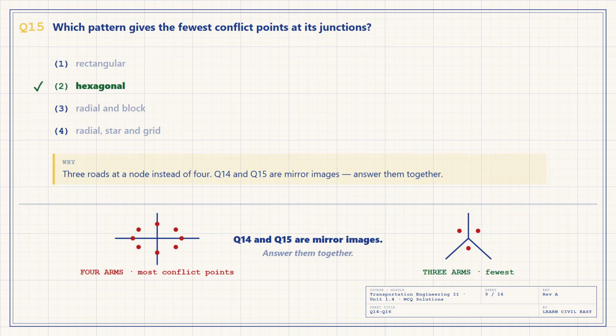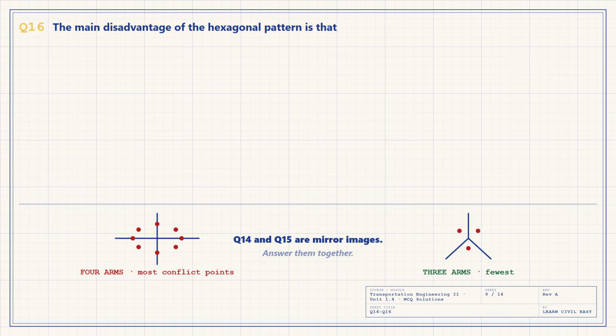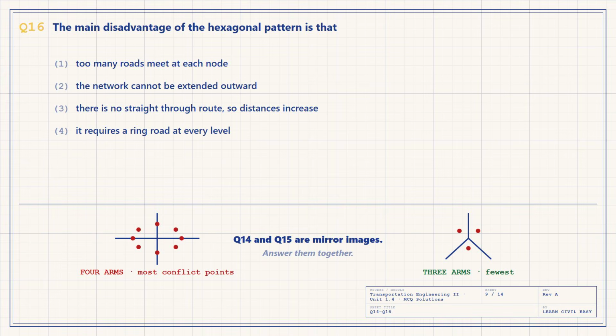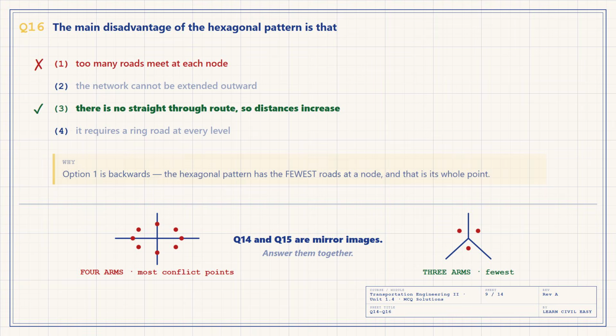wrong. Question 16. The main disadvantage of the hexagonal pattern is that, option 3, there is no straight through route, so travel distances increase. Option 1 says too many roads meet at each node, that is backwards. The hexagonal pattern has the fewest roads at a node, and that is its whole point. If you marked option 1, you remembered the pattern but not what it was for.